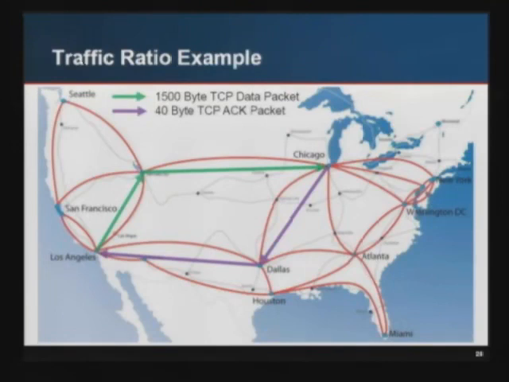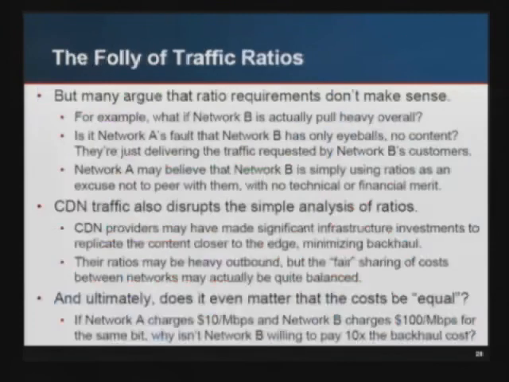So here's just an example. You've got a content network in Los Angeles sending to an eyeball customer in Chicago. Your traffic going one direction is going to be this big 1,500 byte packet that the inbound network is paying to haul, and transport is usually one of the most, if not the most, expensive components of running a network, so there's real cost associated with this. And then in response to that 1,500 byte packet, your network only has to haul a 40 byte packet. So obviously this network is going to say this isn't necessarily fair. But there's a lot of arguments against this as well. And there's a lot of people that really argue that it doesn't make any sense. So for example, what happens if network B in this example is actually pull heavy overall?